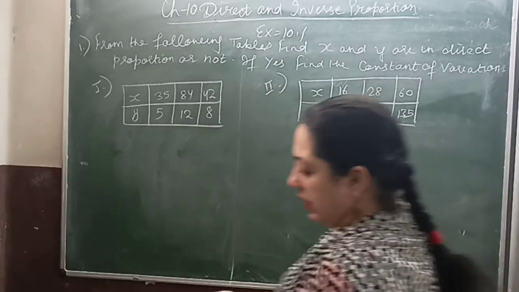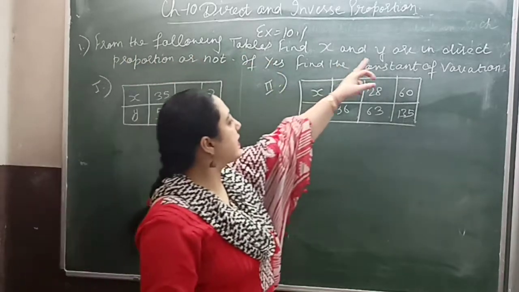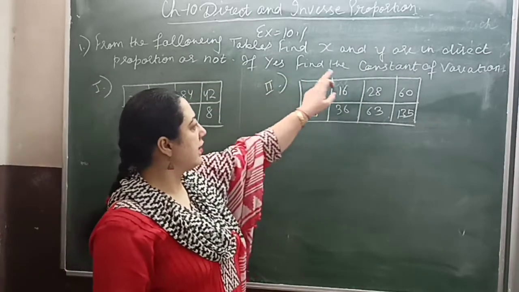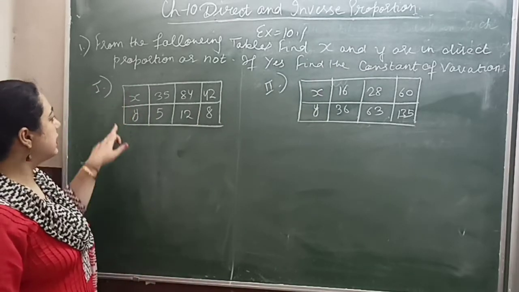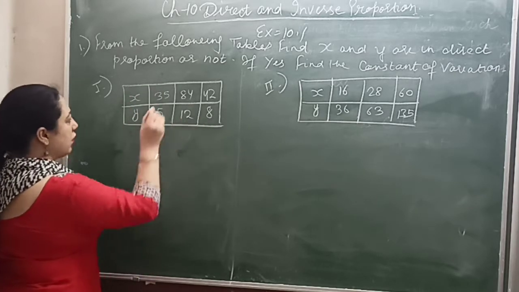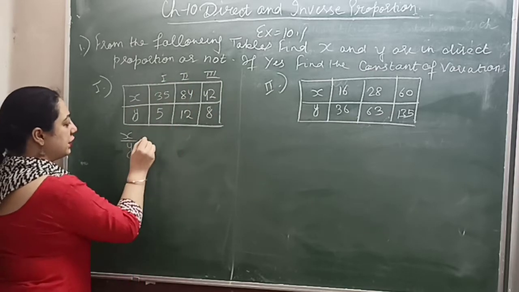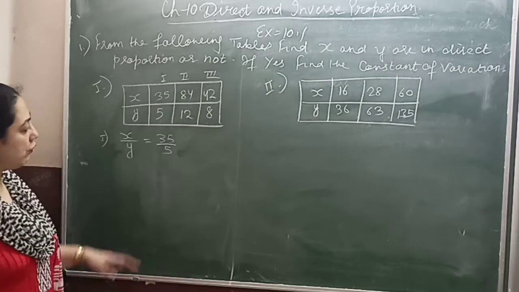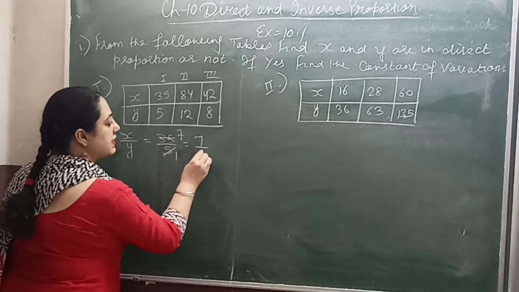Exercise 10.1, sum number 1: from the following tables, find whether x and y are in direct proportion or not. If yes, then find the constant of variation. The first part: when the table is given to you, we find the ratio x over y of each column. Let us take the first, second and third. The first is x over y, 35 over 5. Then we find the simplest ratio by cutting: 5 ones are 5, 5 sevens are 35. This is 7 over 1.